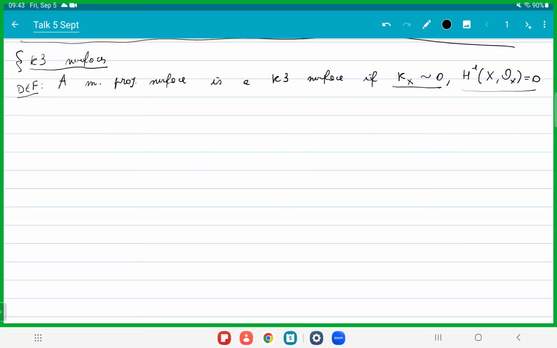As an example, something that comes up in every talk about K3 surfaces, what is the main example? The quartic surfaces in P3.